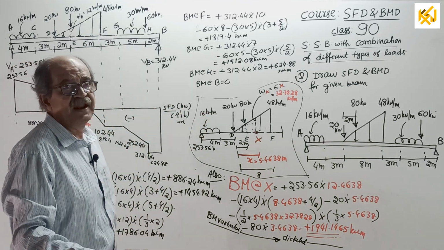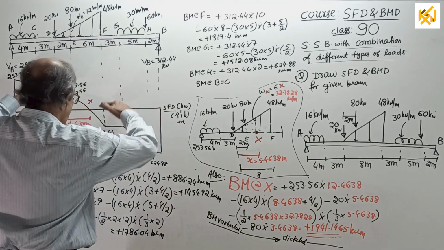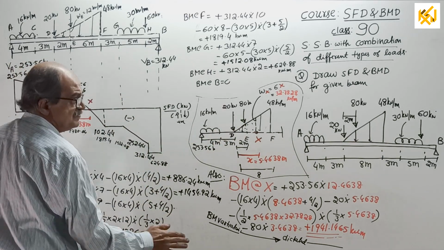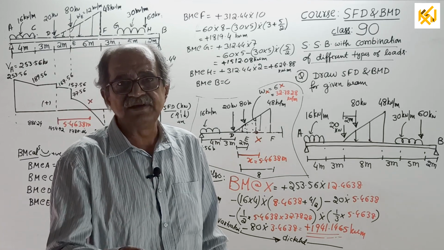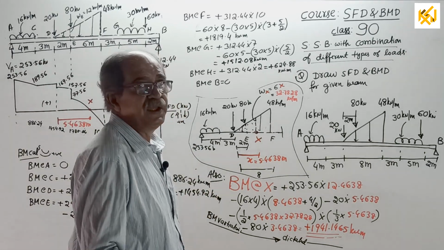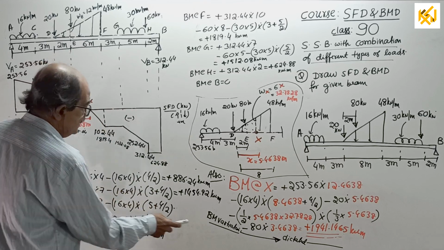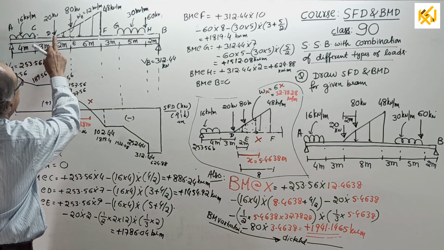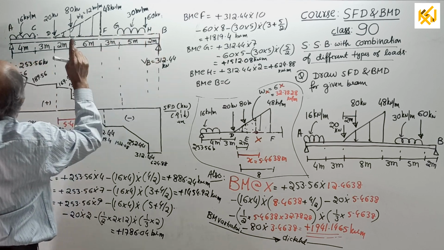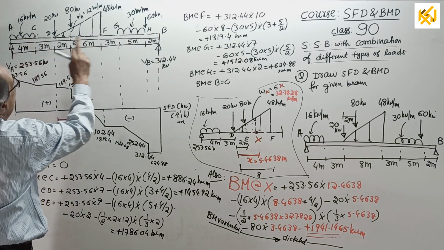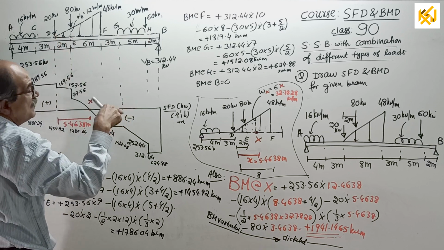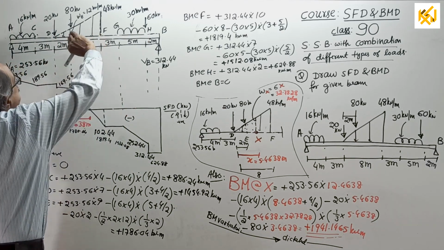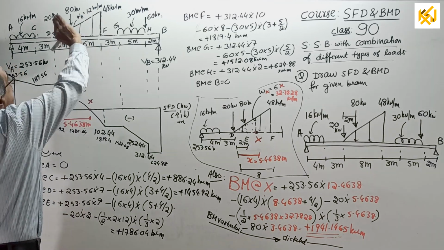I will draw the diagram now. I will remove this side and draw the BMD here. And lastly, one more thing. Before drawing the BMD, you have to write the variation. The BM variation was dictated in the class. Linear for CD and FG and HB. Parabola second degree for AC and GH. Parabola third degree for DE and EF. From E to F, it should go this way and reach the peak value there.